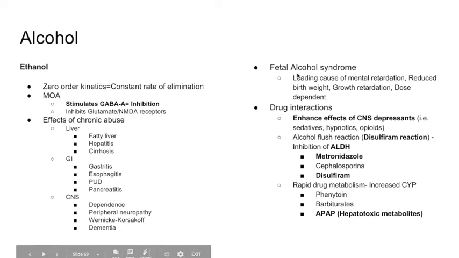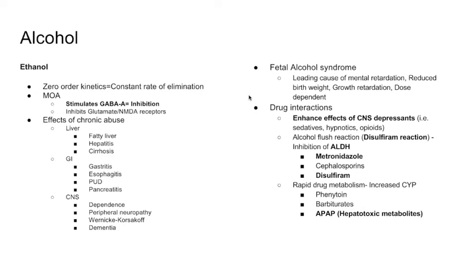Mothers who use alcohol during their pregnancy can have children with fetal alcohol syndrome, and it's the leading cause of mental retardation. So fetal alcohol syndrome, mental retardation. Also, you have reduced birth rate and growth retardation, and it's dose dependent.